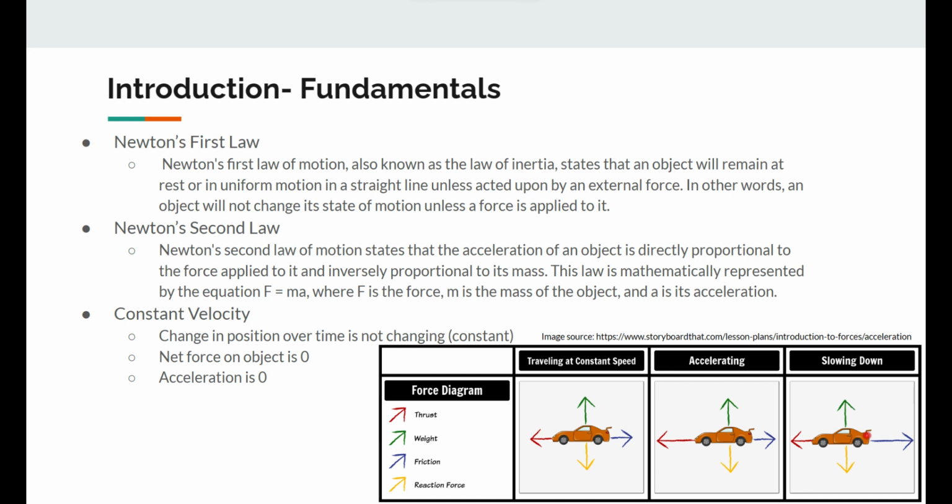Newton's second law of motion states that the acceleration of an object is directly proportional to the force applied to it and inversely proportional to its mass. This law is mathematically represented by the equation F equals mass times acceleration. This means that if there's no force and the mass is not zero, then there's no acceleration. This goes hand in hand with the concept of constant velocity, which is what the ball is moving at. Since the velocity is not increasing or decreasing, the acceleration is zero.